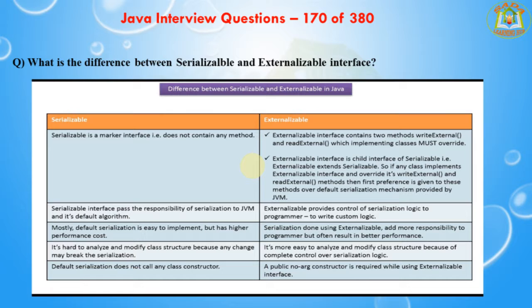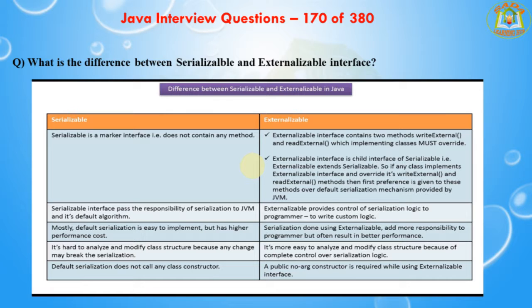Default serialization doesn't call any class constructors. Coming to externalization, a public no-argument constructor is required while using the externalizable interface. It's hard to analyze and modify class structures in serialization because any changes may break the serialization. Coming to externalization, it's easier to analyze and modify the class structures because of complete control over the serialization logic.